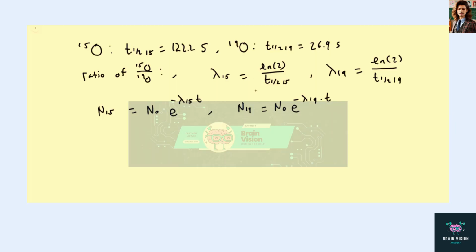So if we know that the initial value is the same for each of these isotopes at time t equals 0, then it must be true that, let's reverse this just to keep it consistent with the problem, the number of oxygen-15 over the number of oxygen-19 must be equal, if we divide these two equations, to e to the minus lambda 15 t over e to the minus lambda 19 t.